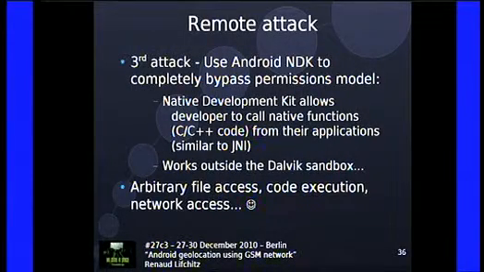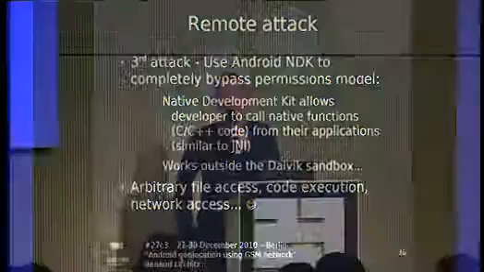So this is the second attack. The third attack is even stronger because you don't need any permission. You just use the Android NDK. Android NDK is the native development kit for Android. And NDK allows developers to completely bypass the permissions model because you are able to call native code from your Android application. This is to say you are able to execute C or C++ code directly in your Java application. And of course, this C or C++ code does not run in the sandbox. So you are able to read any file on the phone, to write to any file on the phone, to execute any code, and to have network access without any permission needed.